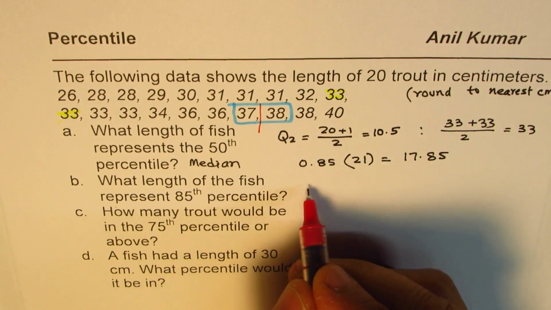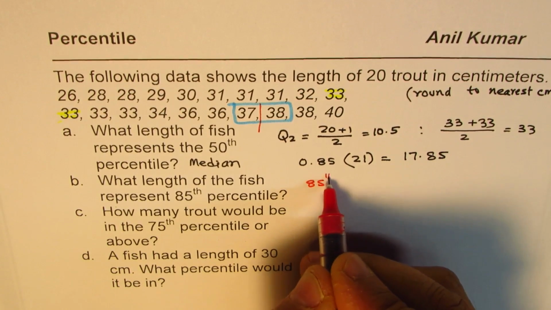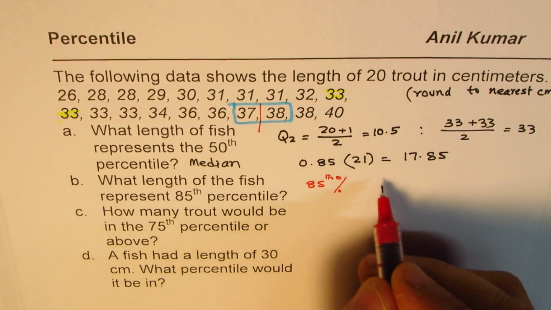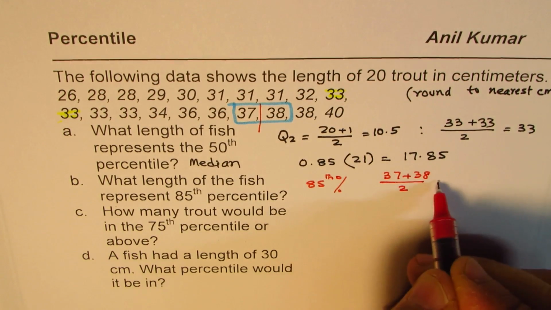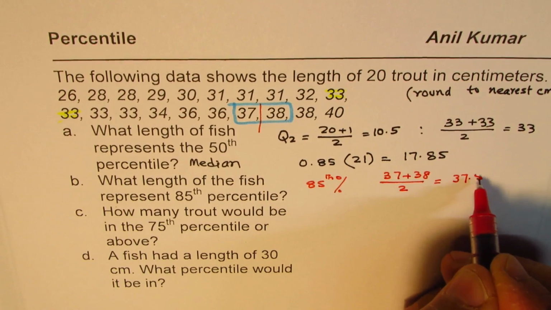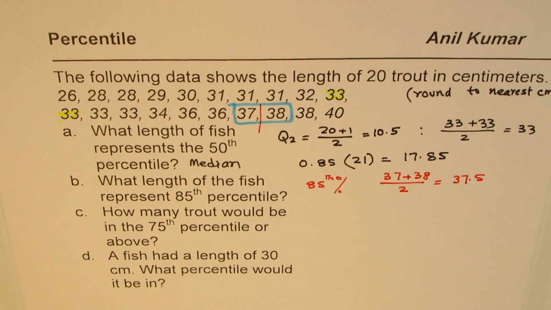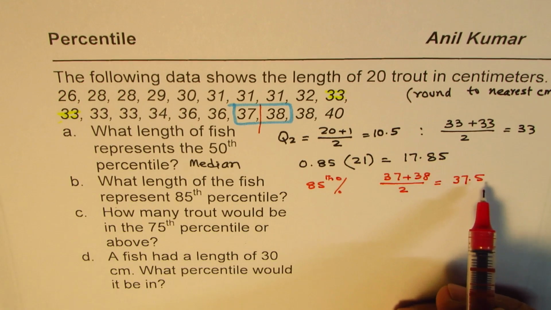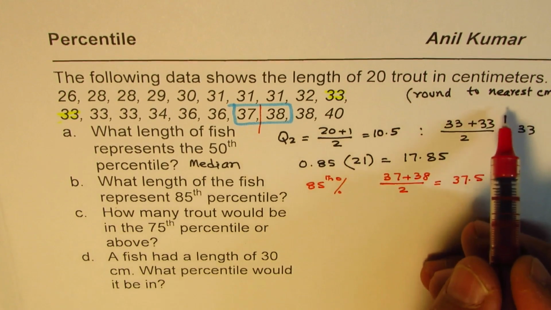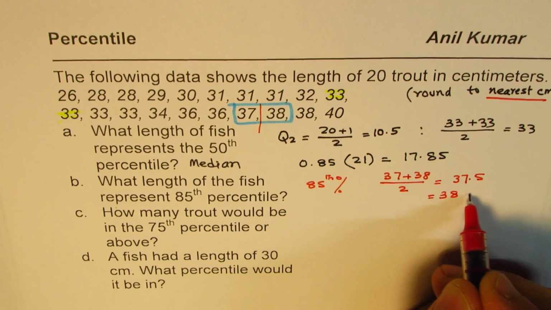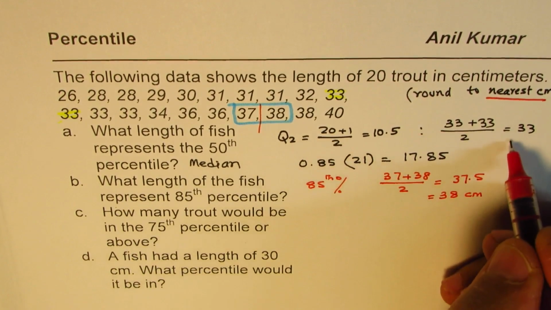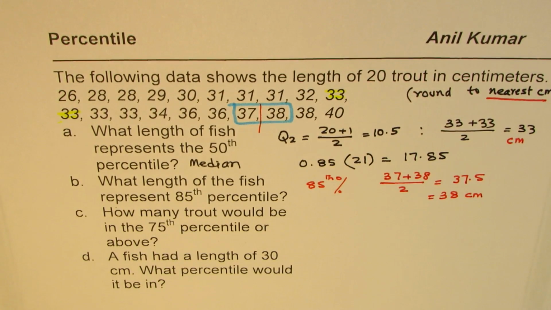So the 85th percentile will be 37 plus 38 divided by 2, which is 37.5. Do you get the idea? So that becomes the length. And since we are rounding our numbers to the nearest centimeter, we'll write this as 38 centimeters. So 33 centimeters was the previous answer. So you have to round your numbers to the nearest centimeter.